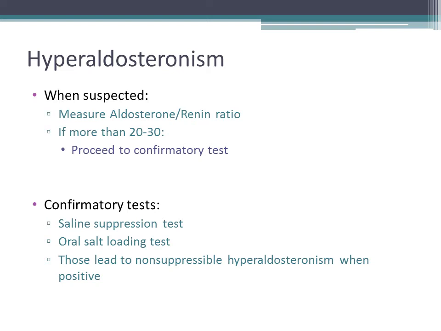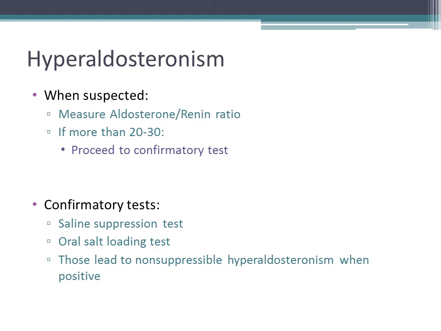Confirmatory tests include saline suppression tests, oral salt loading tests, or other types of confirmatory tests. Now, the idea is again utilizing physiology. If I bring a candidate and give that person a salt load, I inject them with salt through the IV, or I ask them to take a lot of salt, the normal physiologic response is to shut down aldosterone production in the body. So if you measure aldosterone level after salt loading, you should expect it to be low. That's the normal physiologic response.